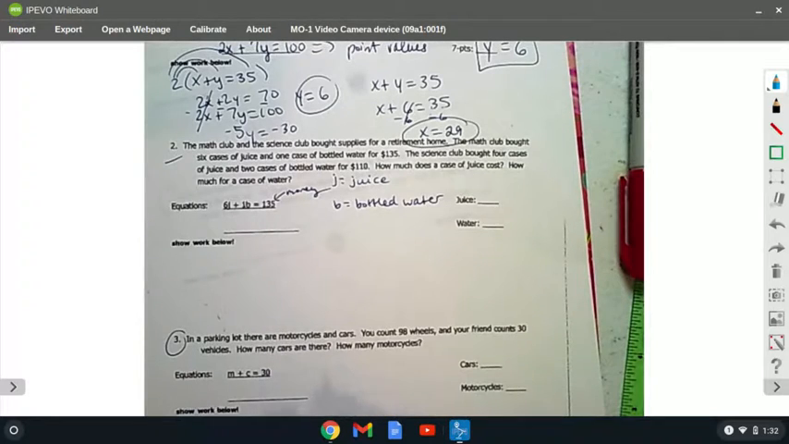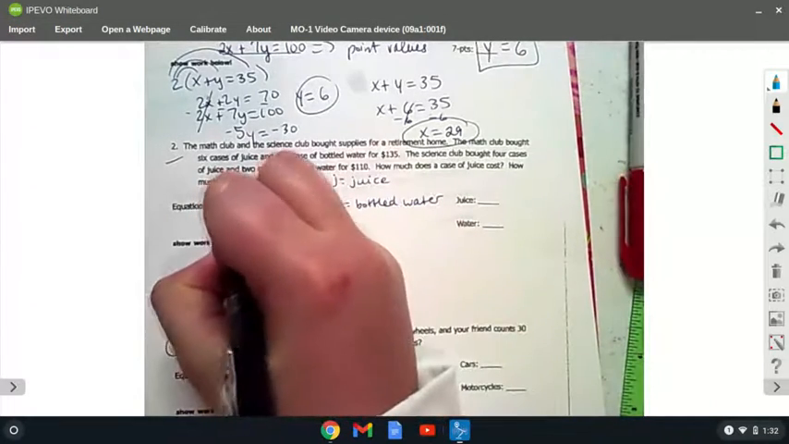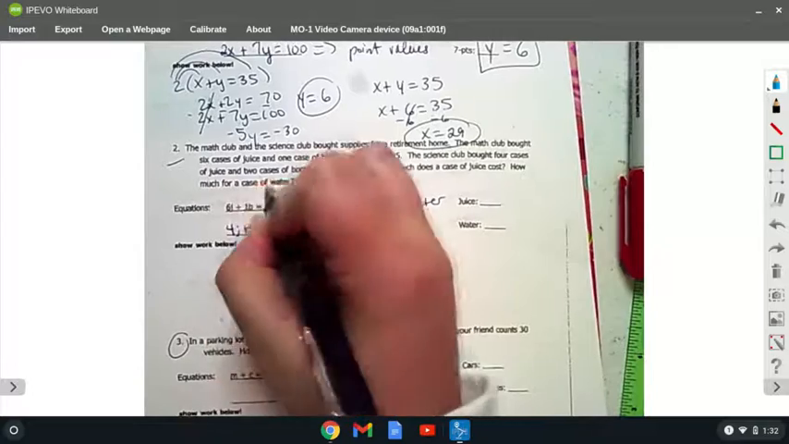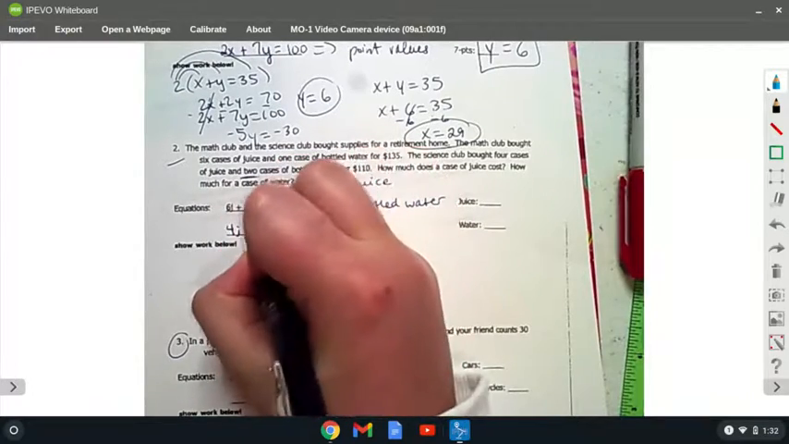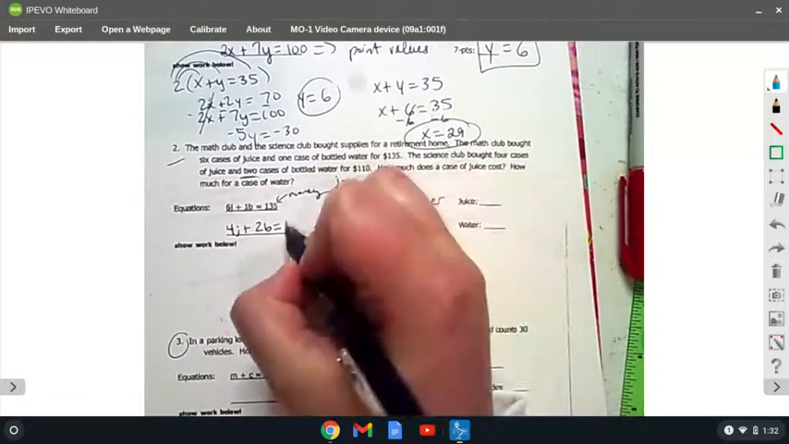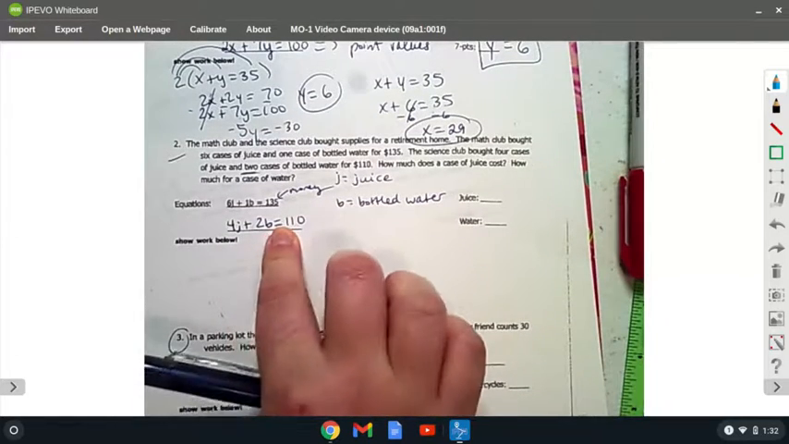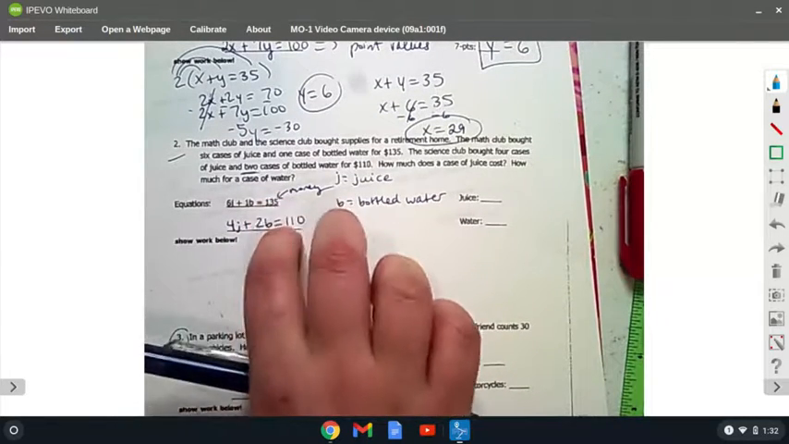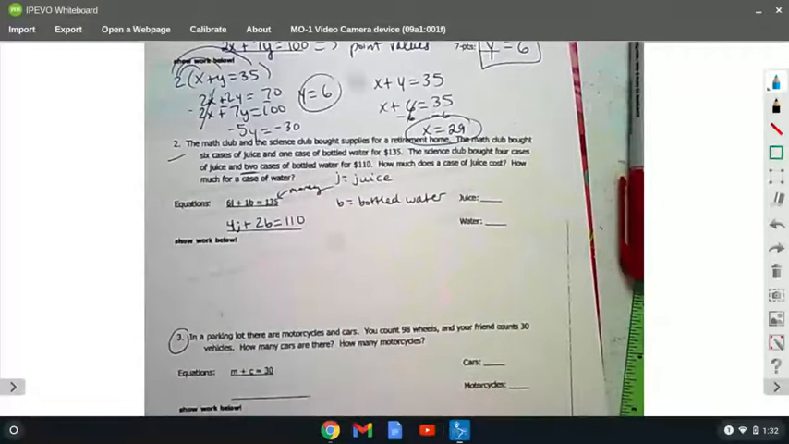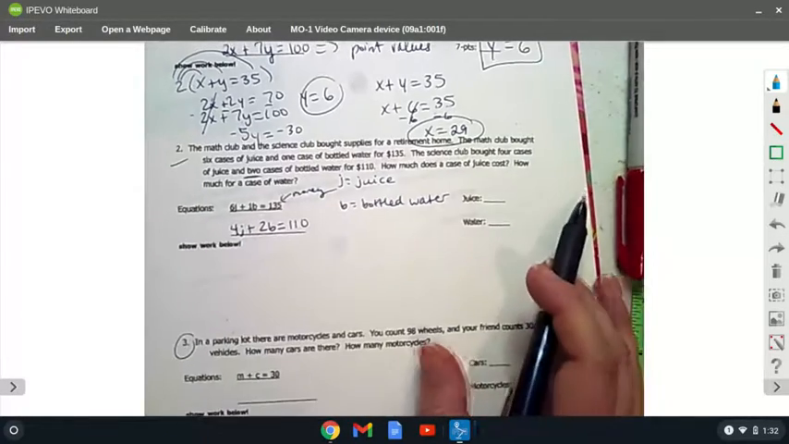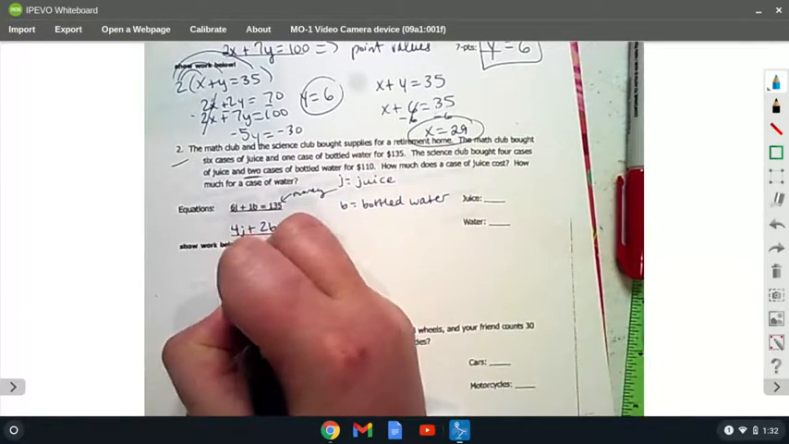The science club bought 4 cases of juice, so I'm going to put 4J plus 2 cases of bottled water, so 2B, and that cost them $110. So these are actually a little easier to write about because the equations are about the same thing because we just have two different scenarios. So now we want to solve these. Once again, they're both in standard form. So I would probably use elimination here.